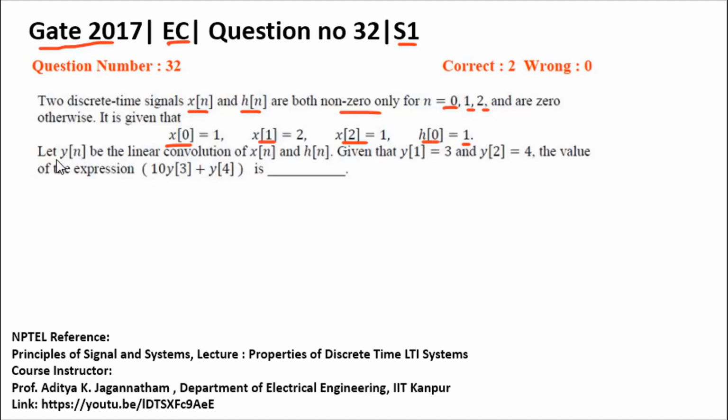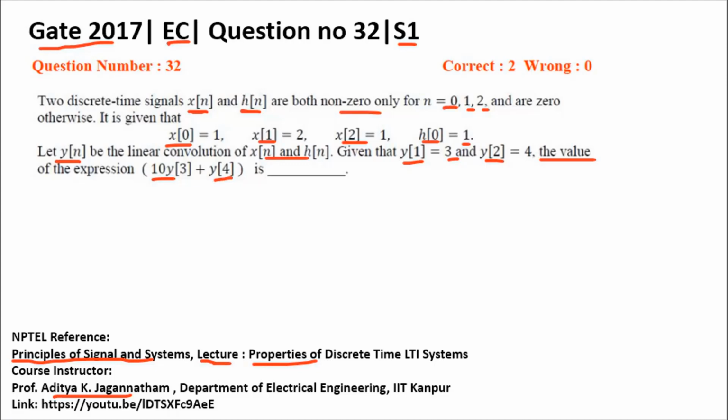Now you have one more signal y of n, which is the linear convolution of x of n and h of n. Given that y of 1 is 3 and y of 2 is 4, you need to find the value of the expression 10 times y of 3 plus y of 4. The NPTEL reference for this question is Principles of Signals and Systems by Professor Aditya Jagannatham, in the lecture Properties of Discrete Time LTI Systems.